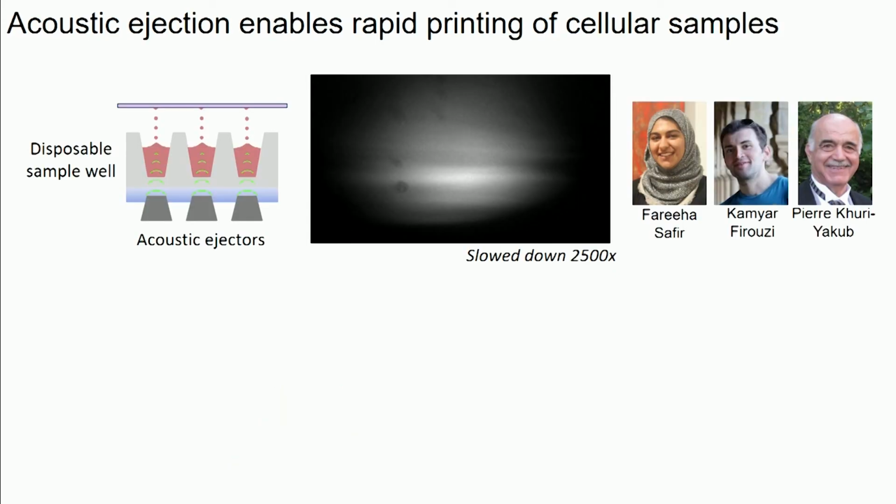Over the past year, we have realized our first prototype for our acoustic printer. As you can see here in the movie, we use acoustic waves to eject microdroplets from an open surface. This work is being led by Fariha, Kamyar, and Pierre. And as you can see in this movie, the main advantage of using acoustic ejection versus other bioprinting techniques is that we eject from an open surface.